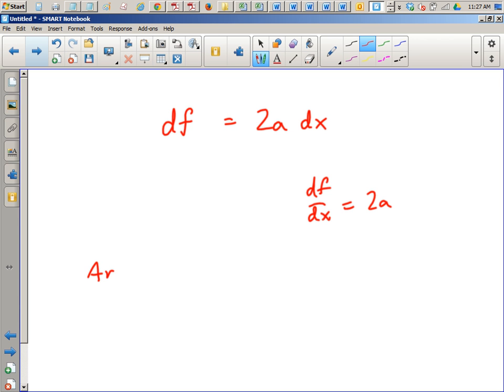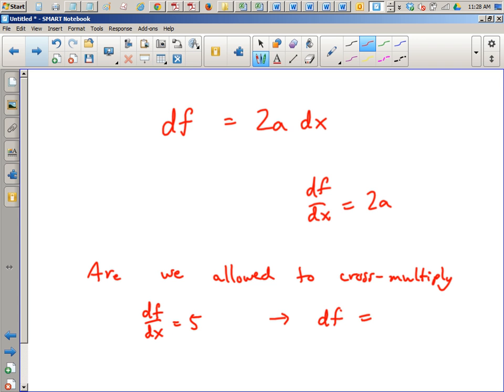So this is the question that was asked for a long time. Are we allowed to cross-multiply something like this? df dx equals 5. Can I just multiply both sides by dx? Can I just write df equals 5 dx?